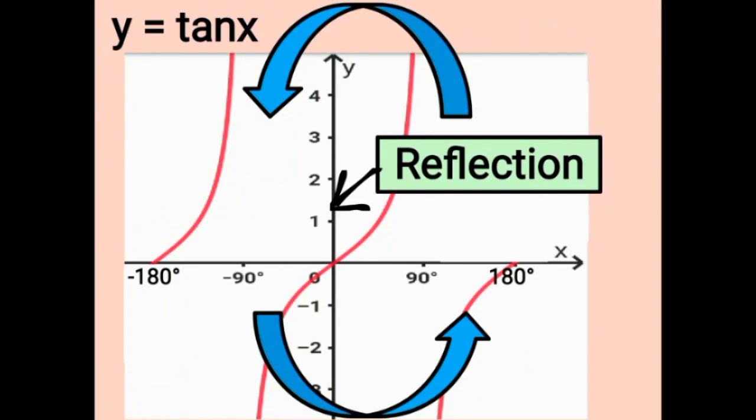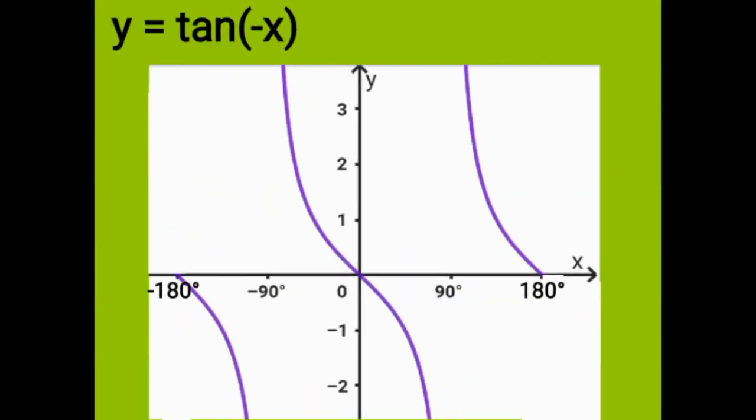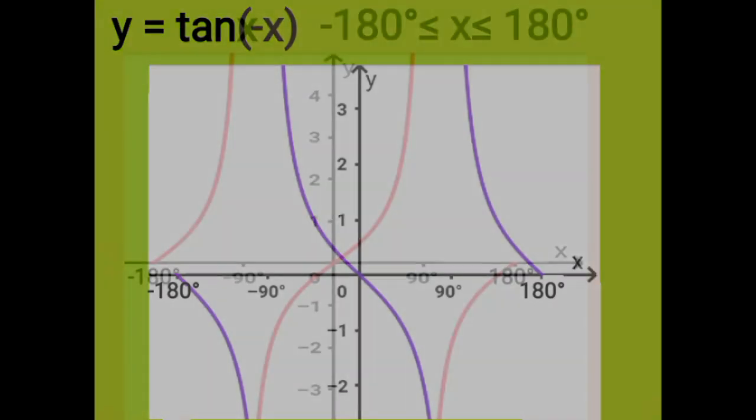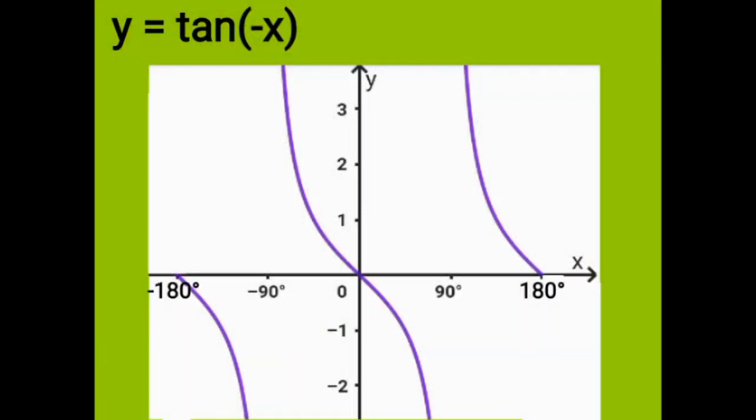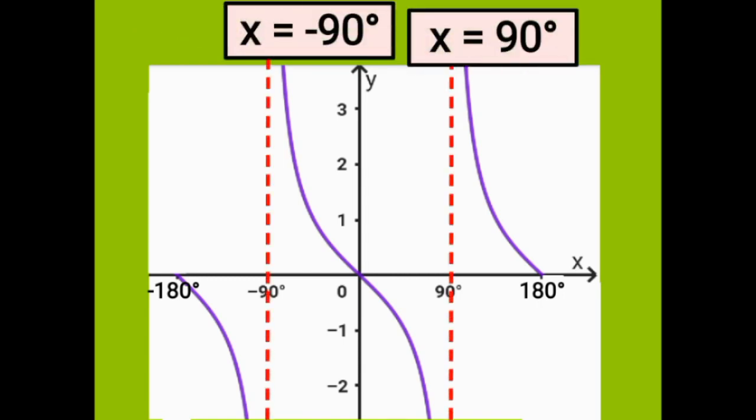y = tan(−x). This is the reflection of the graph y = tan x in the y-axis. And hence this is the graph of y = tan(−x). The graph still crosses the x-axis at −180 degrees, 0 degrees and at 180 degrees, just like the original y = tan x graph. The graph y = tan(−x) has two vertical asymptotes at x = −90 degrees and at x = 90 degrees.